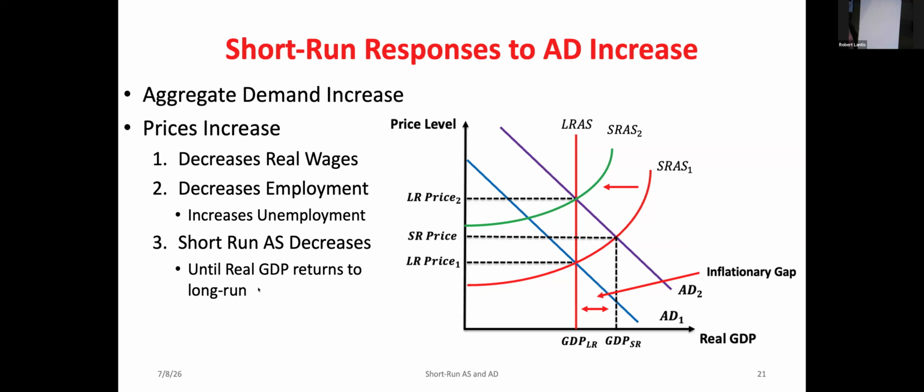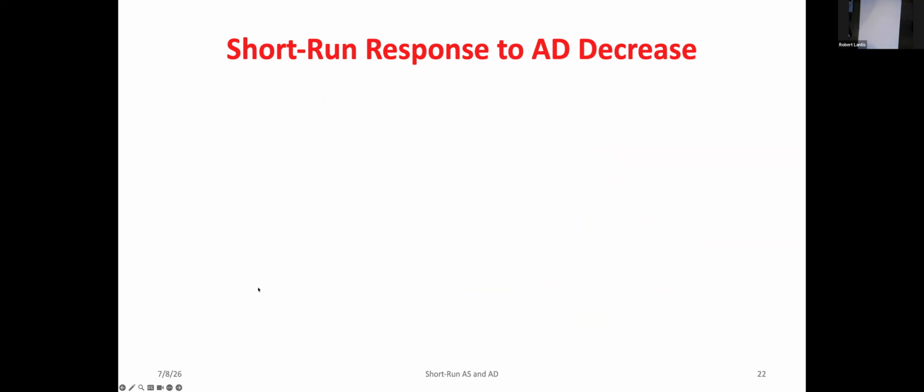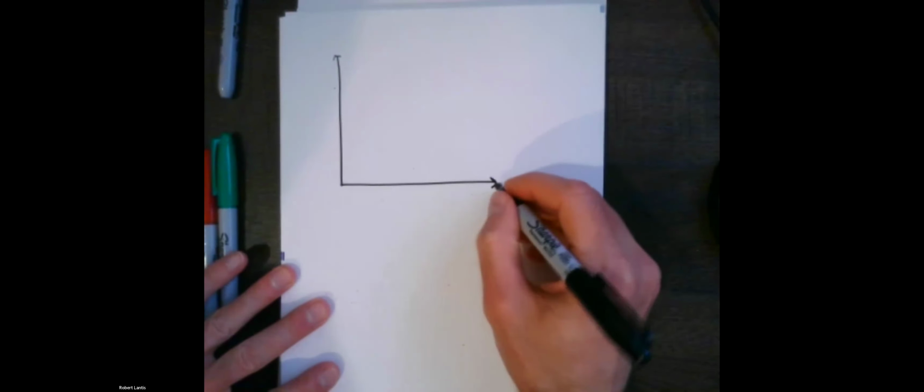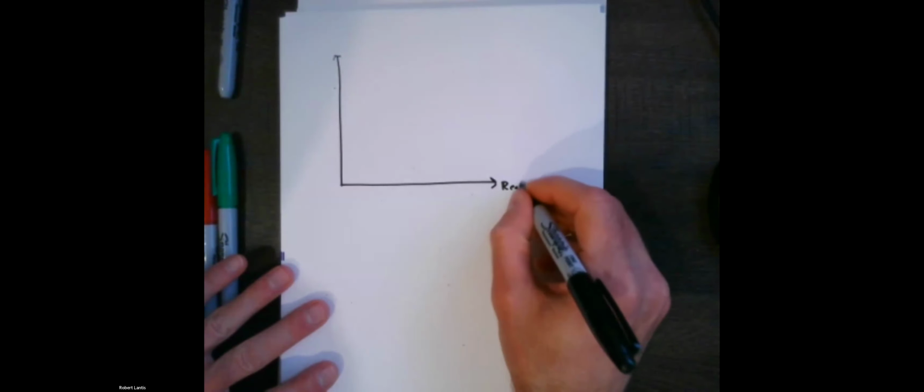Sorry, that was loud. So the next thing we can think about is, what if instead we have a recessionary gap? I'm going to draw this out. Once again, I'm probably taking a little more time than I need to, but I think it's worthwhile to go through module 6 slowly, because it does get tricky. So let's assume that we have a recessionary gap.